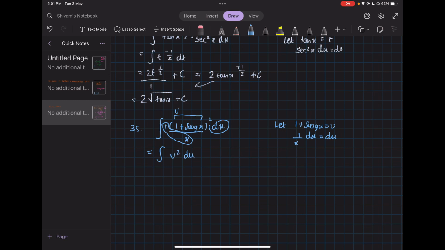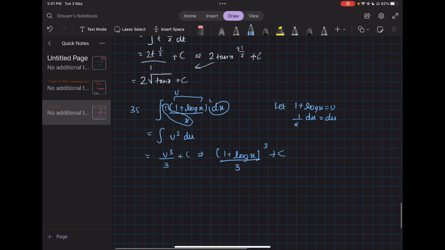And now, of course, we're gonna use the power rule. So that's just u cubed over 3 plus c. And we're gonna replace u. That's just 1 plus natural log of x cubed over 3, and then a plus c. That's the answer. Right.